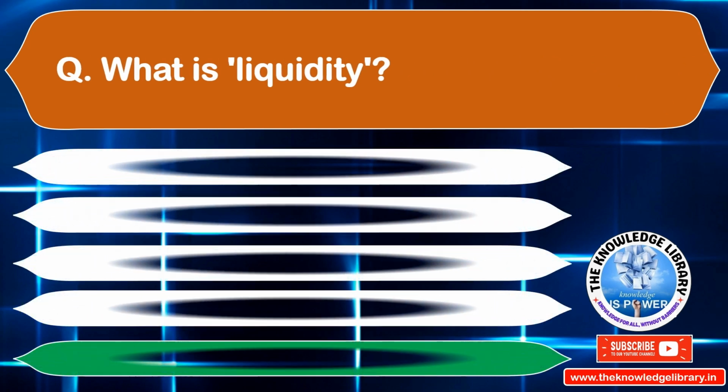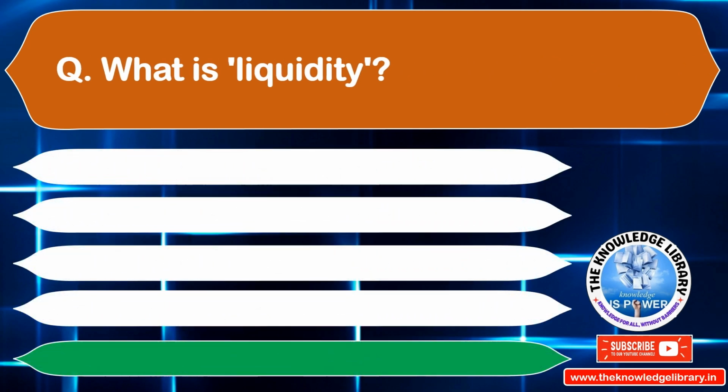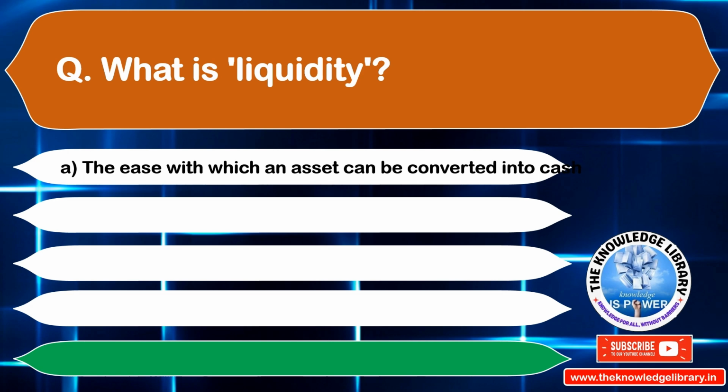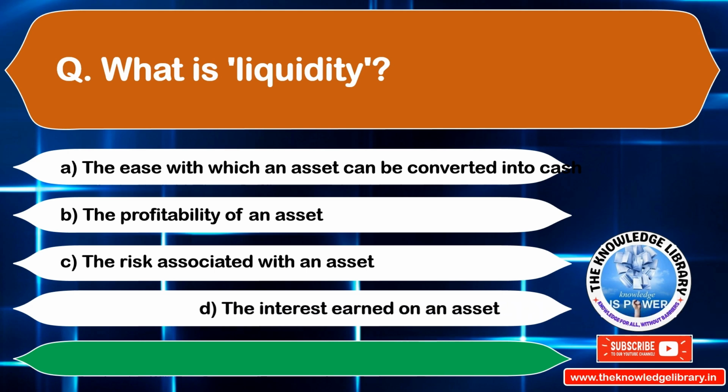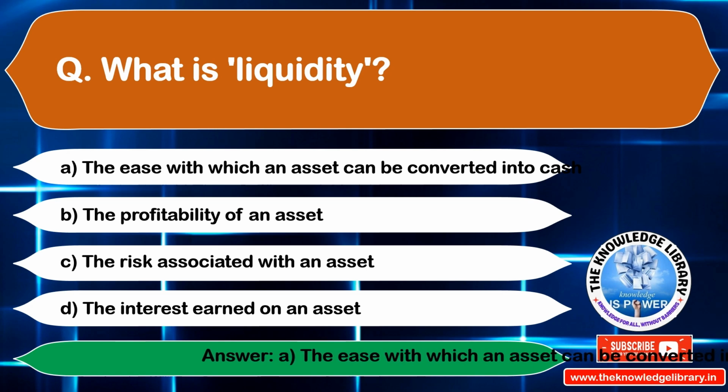What is liquidity? Option A, the ease with which an asset can be converted into cash. Option B, the profitability of an asset. Option C, the risk associated with an asset. Option D, the interest earned on an asset. The correct answer is option A, the ease with which an asset can be converted into cash. Move to the next question.